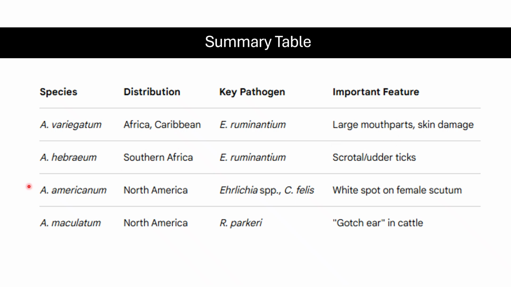We also have the Amblyomma americanum. They are mainly distributed in North America, and they are important vectors for Ehrlichia spp. and C. felis, and they are characterized by a white spot on the female scutum. For the Amblyomma maculatum, it is mainly distributed in North America, and they are vectors for Rickettsia parkeri, and as an important feature, they can cause gotch ear in cattle.